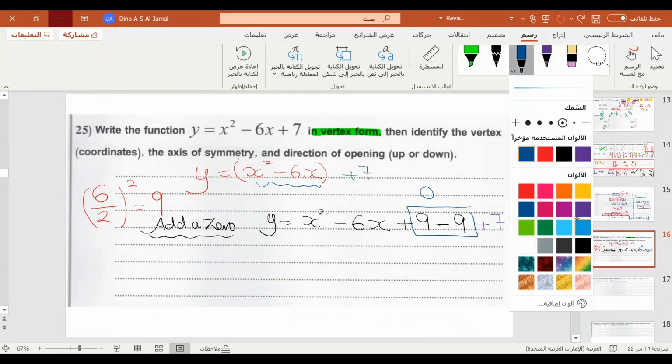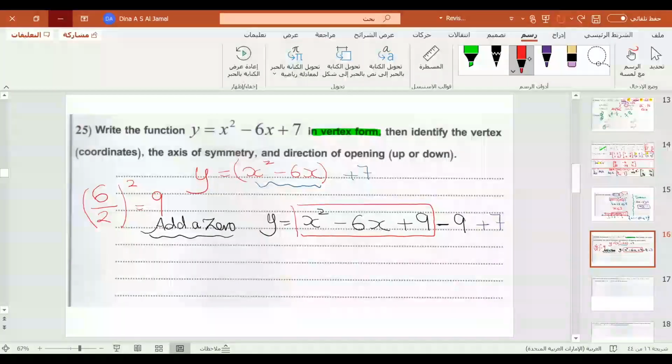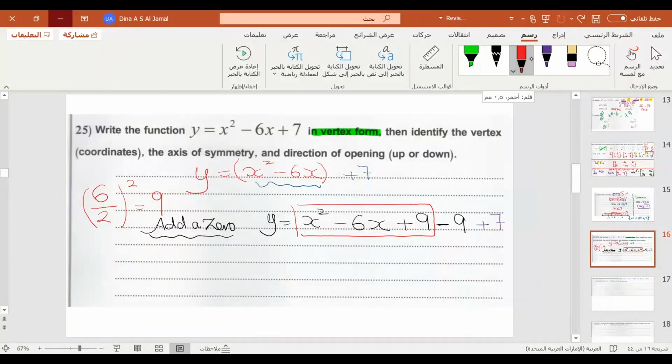And you will just take the first, let me just delete this. You will take the first 3 terms. You can factor them and you will find that they are repeated roots. You can use your calculator, you will get x is equal to 3. So to put it, it will be x minus 3 all squared. And here minus 9 plus 7 minus 2.